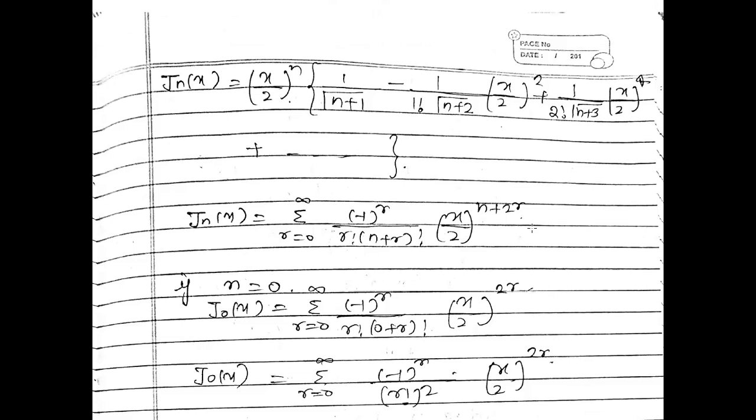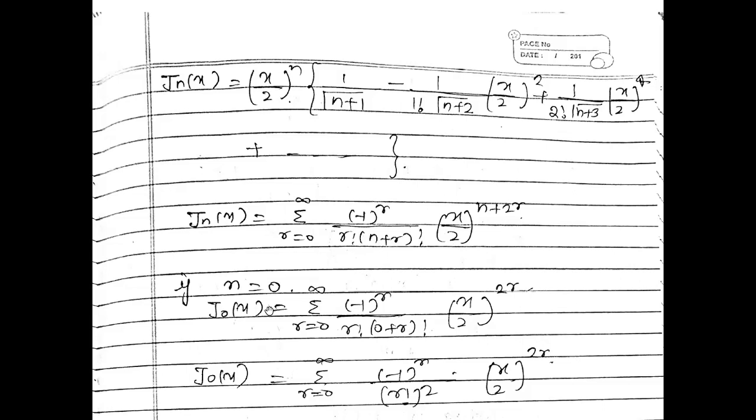I told you gamma n plus 1, n plus 2 and so on up to n plus r, you can write as (n plus r) factorial. That means n minus 1, n minus 2 and so on, so we can write it as n factorial. Same as n plus 1, n plus 2, n plus 3, n plus 4 and so on up to n plus r, so we can write it as (n plus r) factorial.